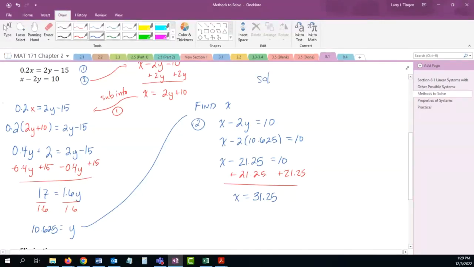So what is my solution? My solution is the ordered pair, or the point, 10.625, comma, 31.25, and that is contained in the solution set.